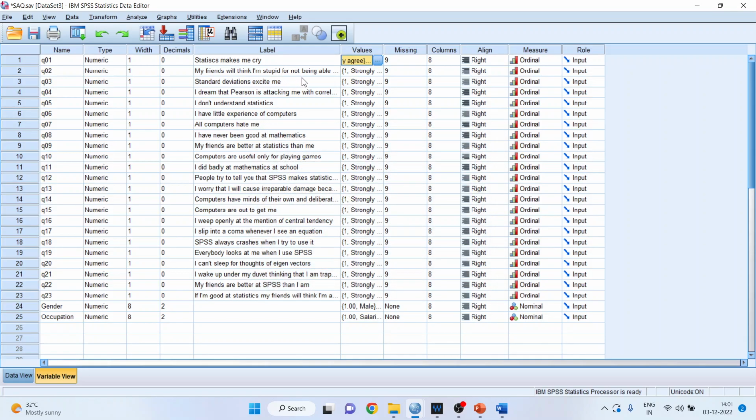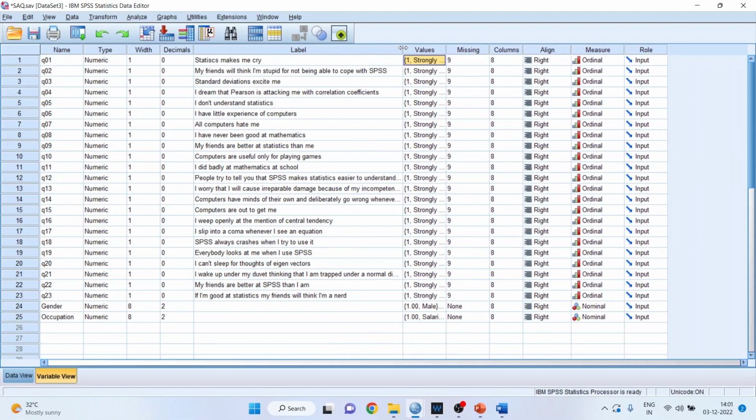My friends will think I am stupid for not being able to cope with SPSS. Standard deviations excite me. I dream that Pearson is attacking me with correlation coefficients. I don't understand statistics. I have little experience of computers. All computers hate me. I have never been good at mathematics. My friends are better at statistics than me.